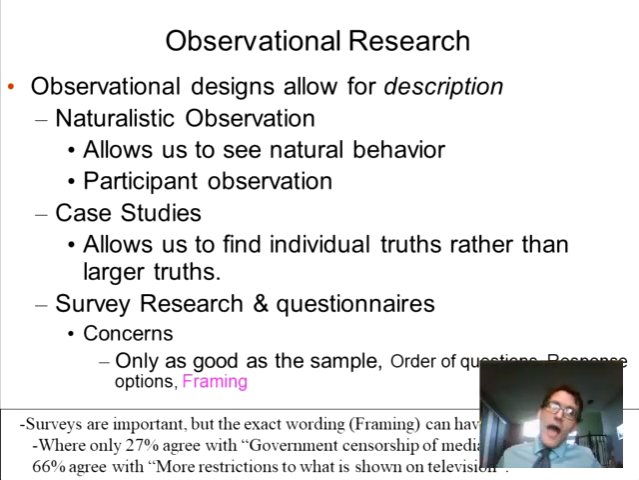Lovely. So observational research can allow us to describe things, and it does so very well, okay? But you can't really do much more. You can't do the other three, okay? But it's a start. And so naturalistic observation is to observe behavior in a real environment.